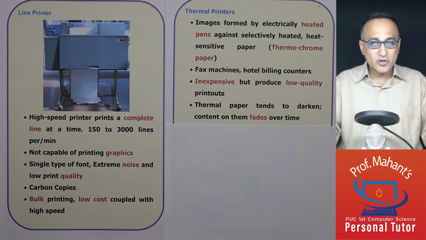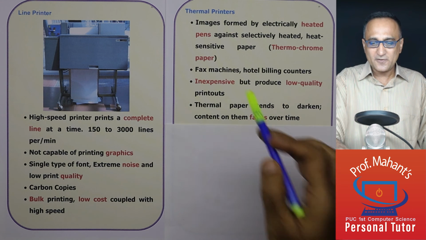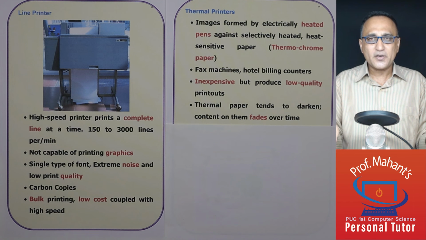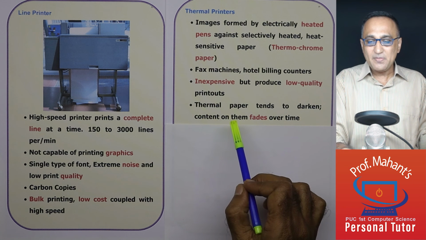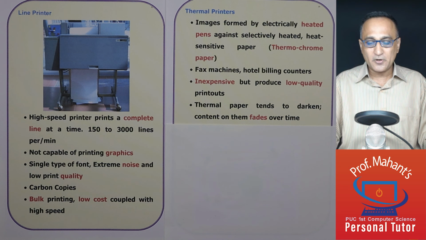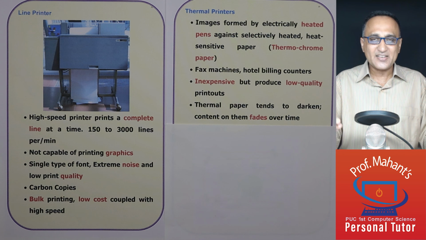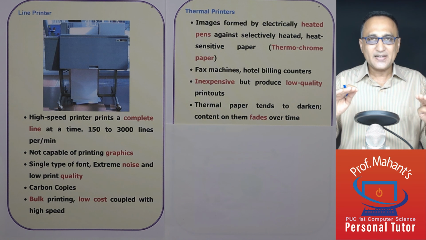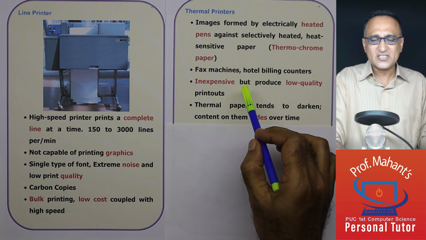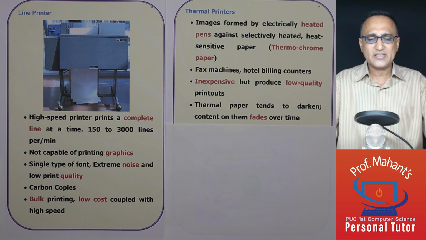It is used in hotel billing counters, it is used in fax machines. It is inexpensive, but the print quality produced is extremely low. But then it has a major drawback. The image formed on a thermal paper tends to darken or get washed over a period of time, and it fades due to exposure to light. So when it's exposed to light, it tends to fade, it tends to smudge, it tends to darken. So this kind of printer is used for low cost applications like fax machines, hotel billing counters, and so on.